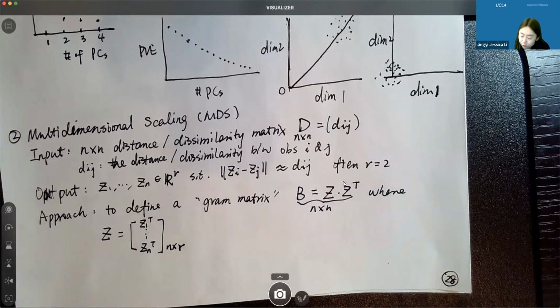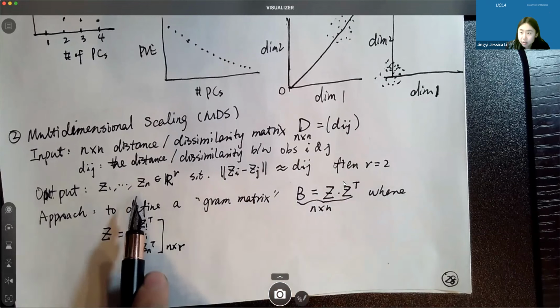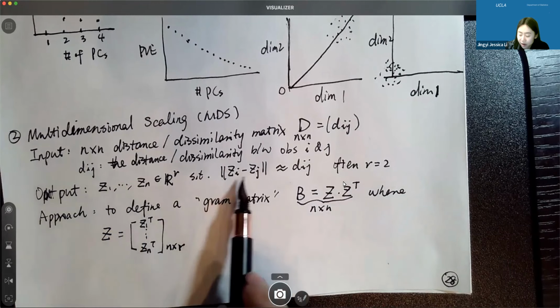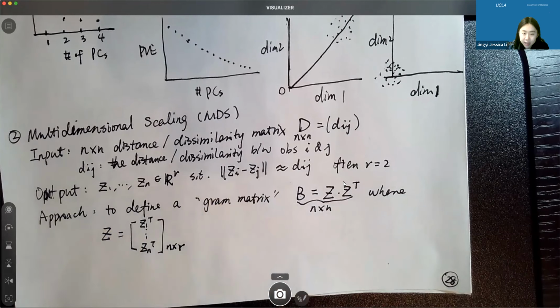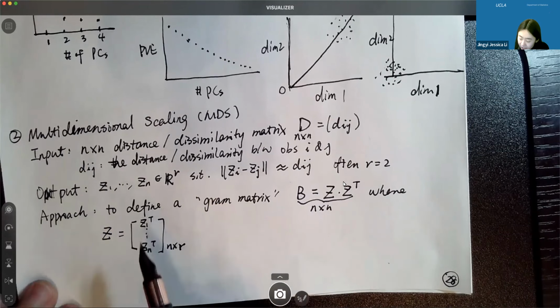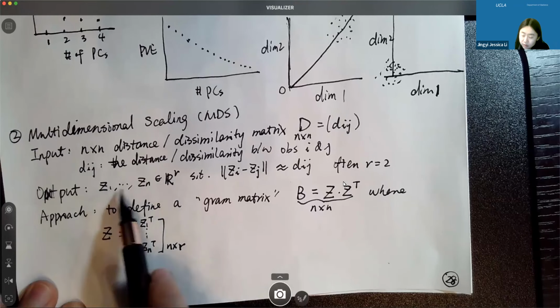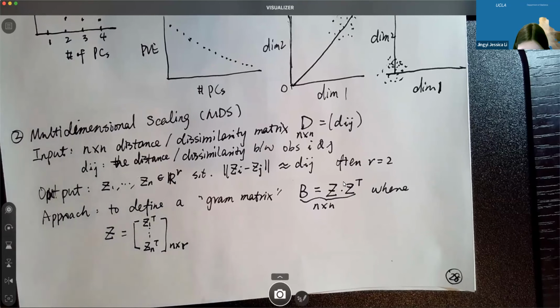And also, to find those embeddings, I don't care where their centers are, right? Because I just care about their pairwise distances. I can shift them all together. So therefore, it makes sense to assume that in each of the R dimensions, the sum of Z1 to Zn is 0. So we're going to assume that.